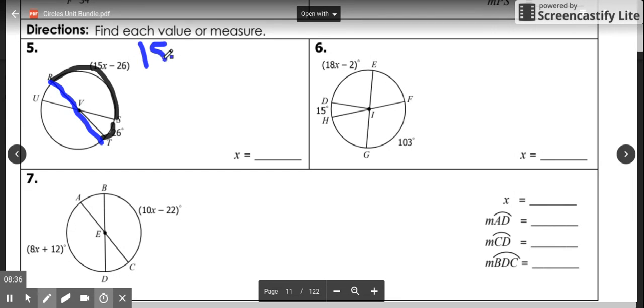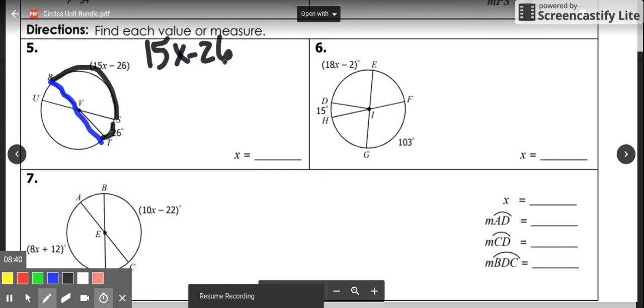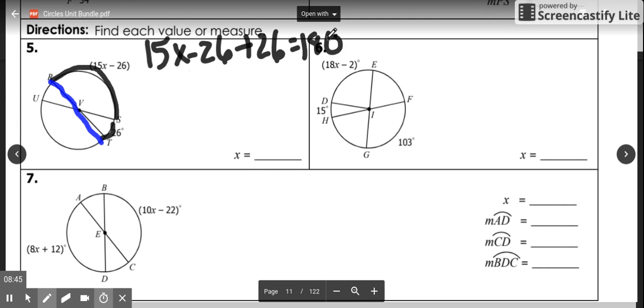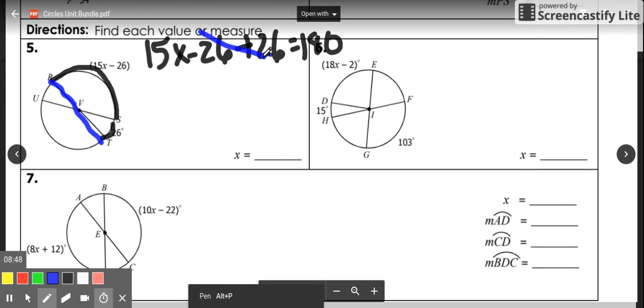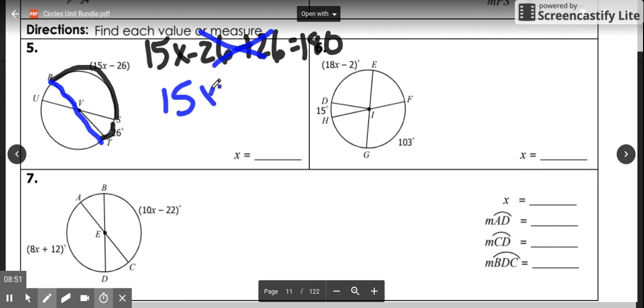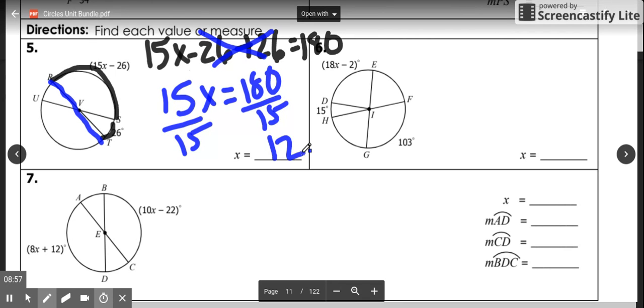So 15x minus 26 plus 26 equals 180. So notice your 26's in this will cancel, and you get 15x equals 180. Divide by the 15, and x would equal 12.